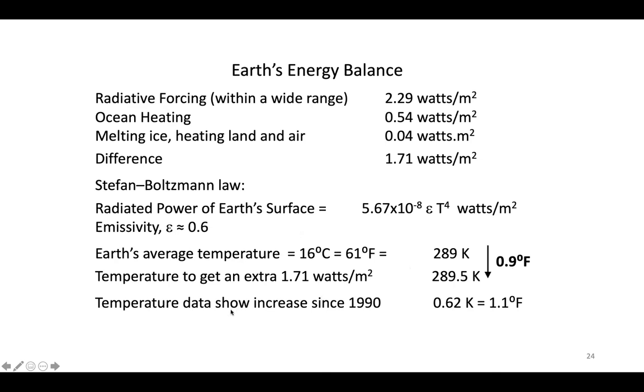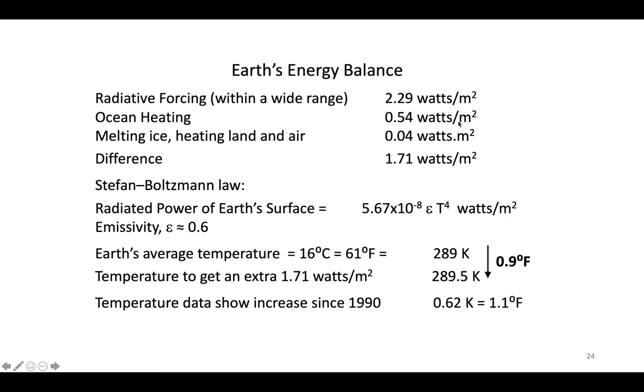Now, the temperature data that have been published show an increase since 1990 in Earth's total average temperature of about 0.6 degrees Kelvin or 1.1 degrees Fahrenheit. So you can see it makes sense.